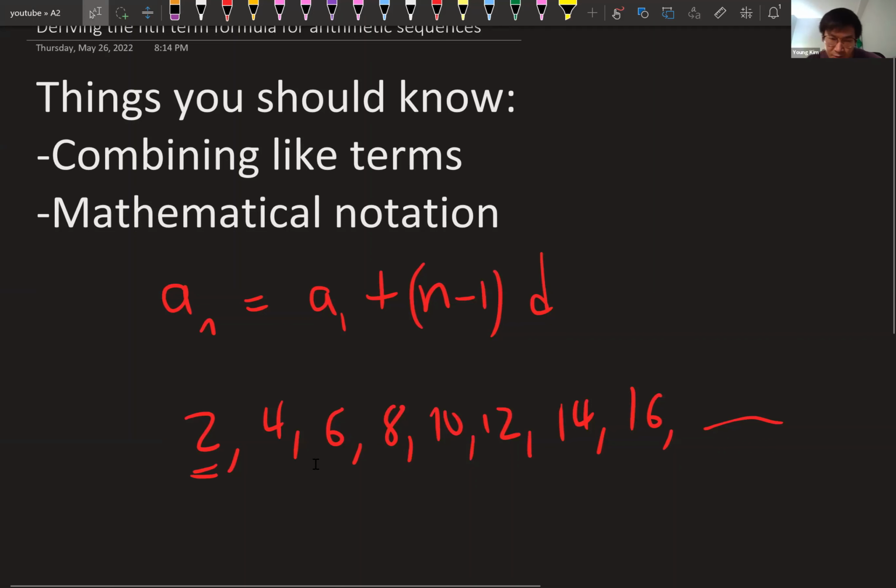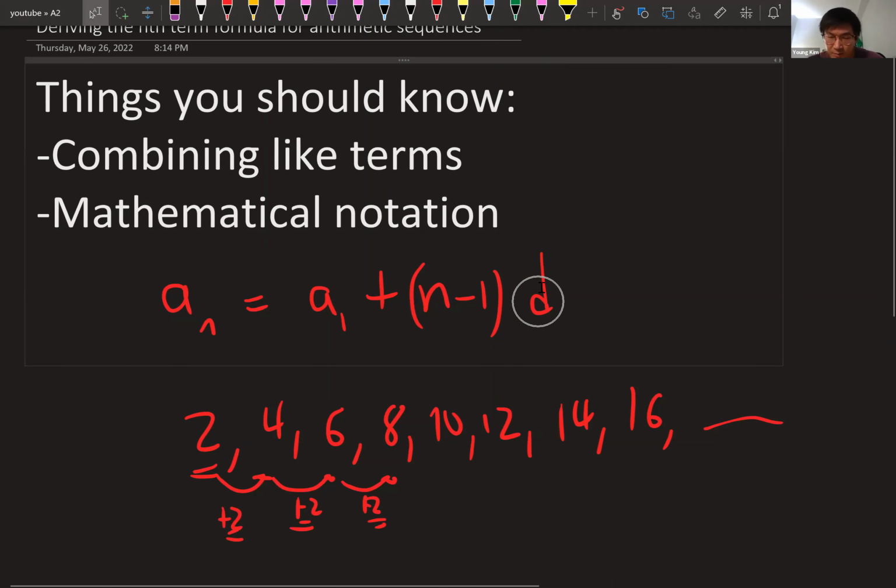The starting number is 2, right? And here you can tell that you're counting by twos. So there's a change of +2, +2. This constant they call the common difference, and it's usually notated by D.